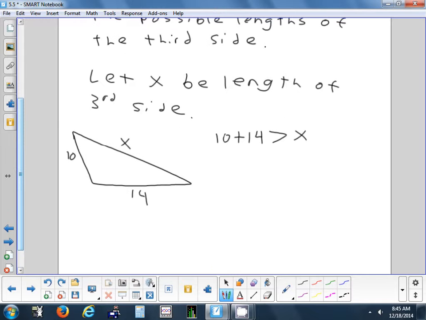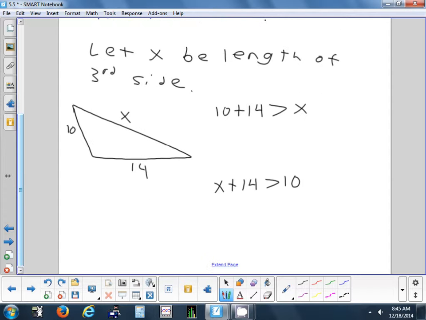Can somebody give me a second one? x plus 14 is greater than 10. Leave a little space, we'll solve that one. And how about the third one? x plus 10 is larger than 14. Good. Now let's solve each one.